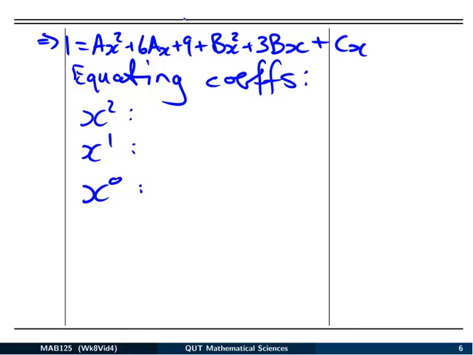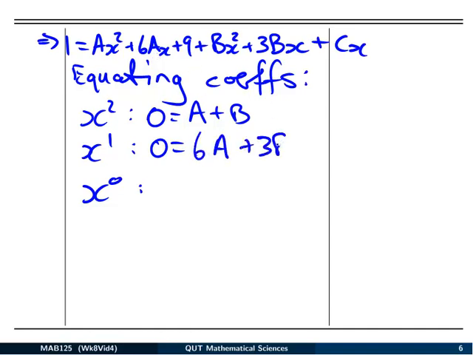So just recopying that piece from the previous page, then equating coefficients. On the left, we've got no x squareds, so that's a 0. On the right, we've got an a and a b, so it's a plus b. X to the 1, again, we've got none of those on the left. On the right, though, we have 6a and plus 3b and plus c as well.